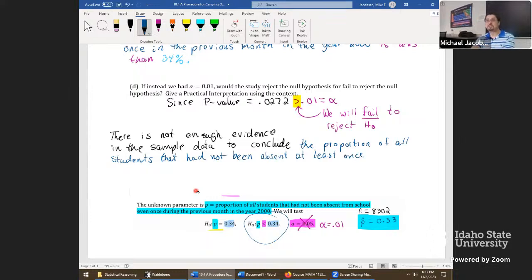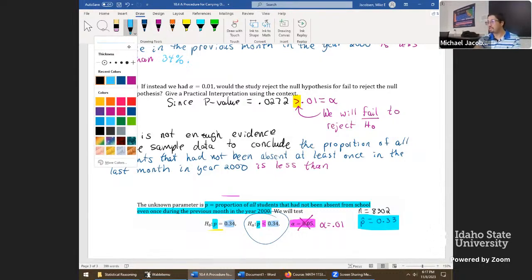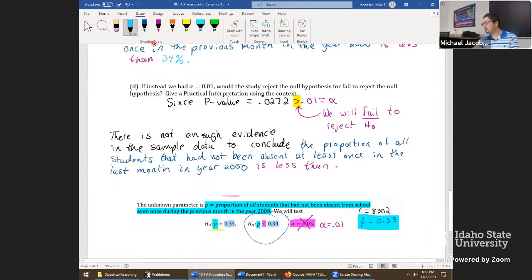I really should have picked a smaller statement for this thing, but we're almost there. At least once in the last month in year 2000. Now, change gears, we'll say is less than that 0.34. Let me go to that light blue color. I said 0.34%. That's weird. I went for the proportion. So this is 0.34 as a proportion, not as percent. Sorry about that. So we got it, folks.